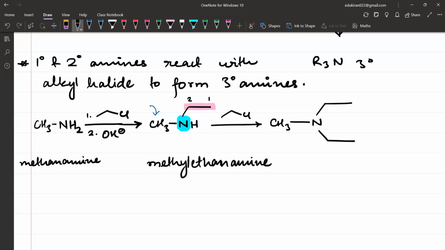Now the problem is the numbering of this methyl group. Now this methyl group, it is not attached on the parent carbon chain, it is attached on nitrogen. तो 1 या 2 नंबर आप इसको नहीं दे सकते हैं. This CH3 is bonded to nitrogen. We show it by writing like this: N-methylethanamine. ठीक है, so this is the name of the molecule.